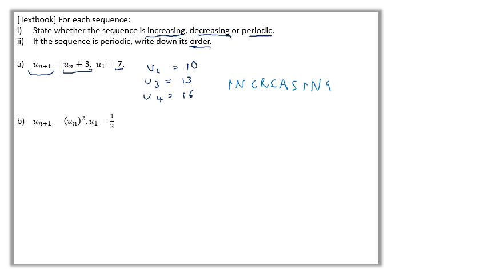Second example, we've got this recurrence relation. So the term in the sequence is defined by the previous term squared, and then the first term is 1/2. Okay, so u of 1 is 1/2, u2 is going to be 1/4, u3 is going to be 1/16, and so on, and therefore this sequence is decreasing.